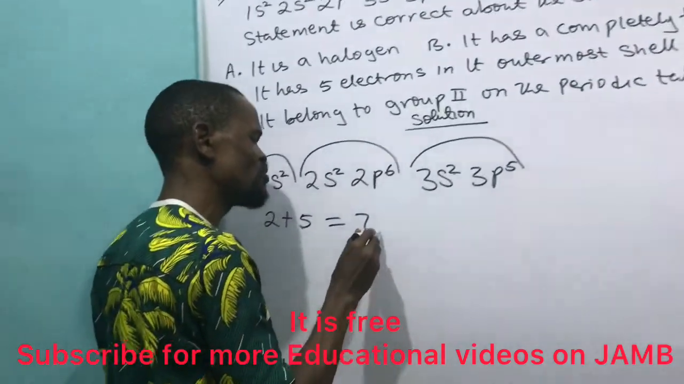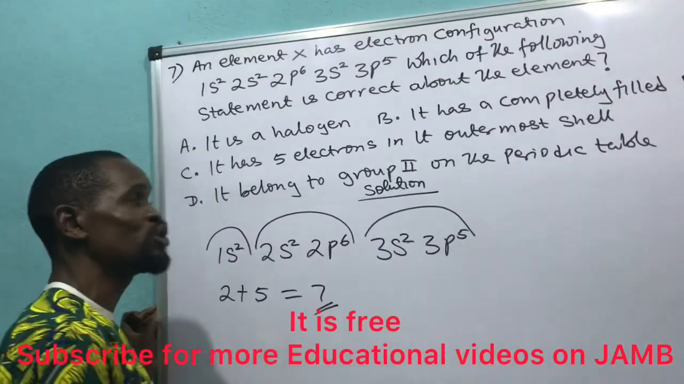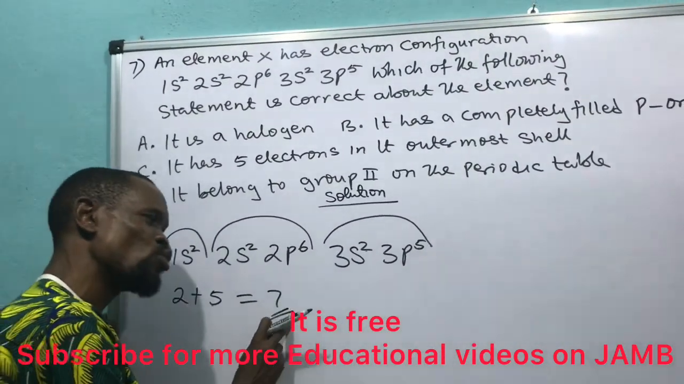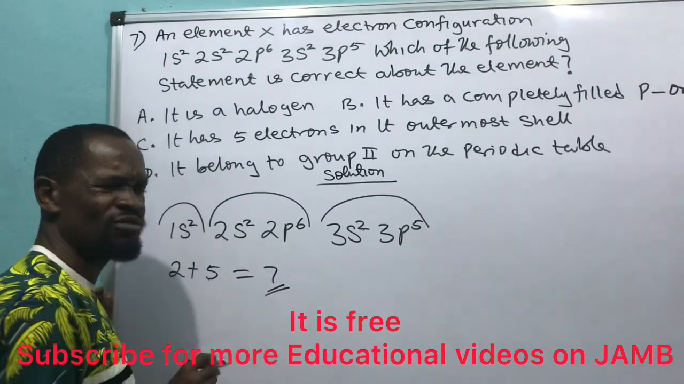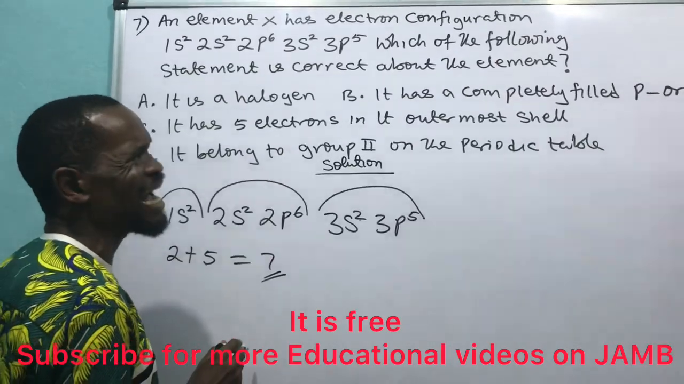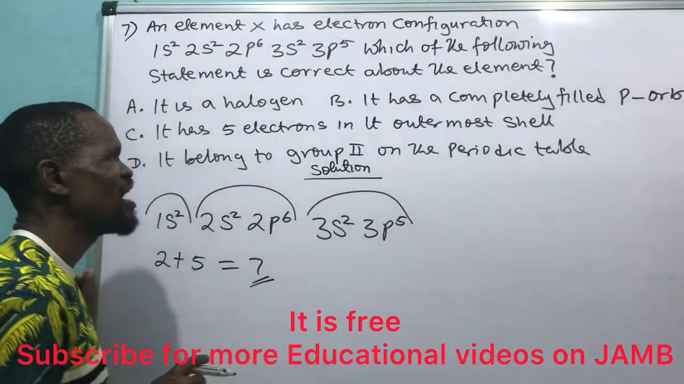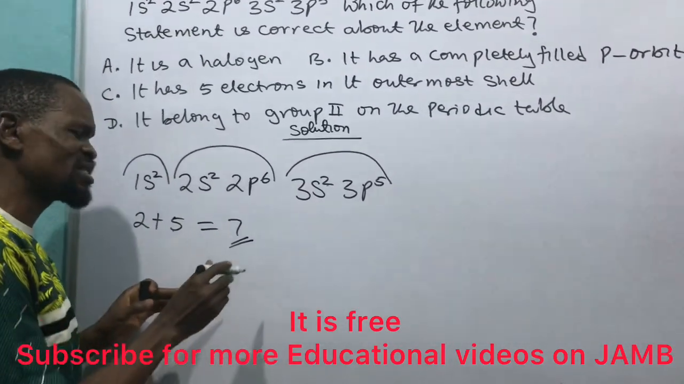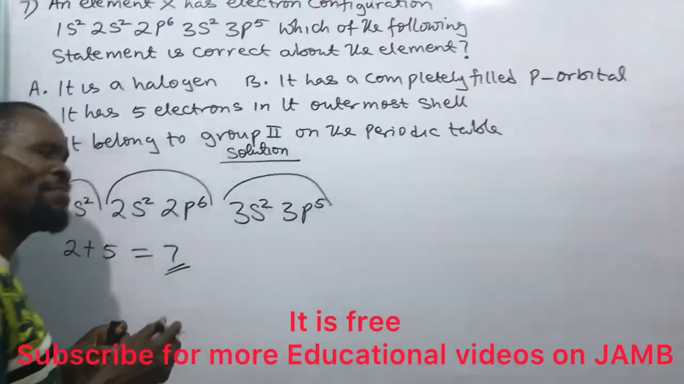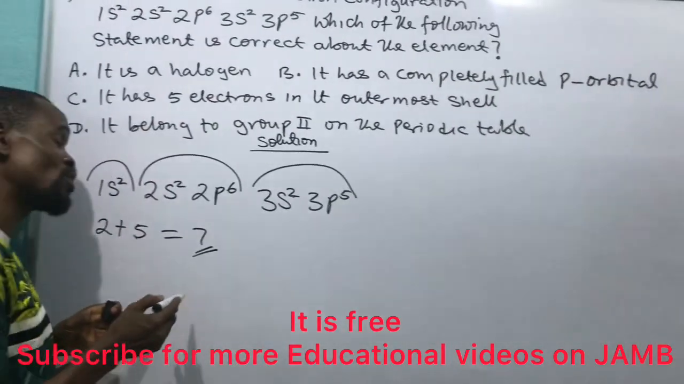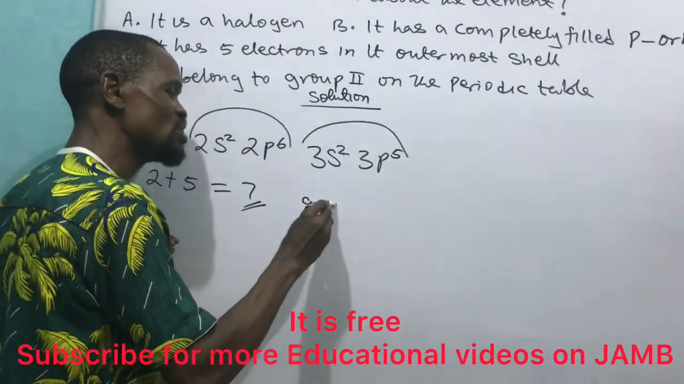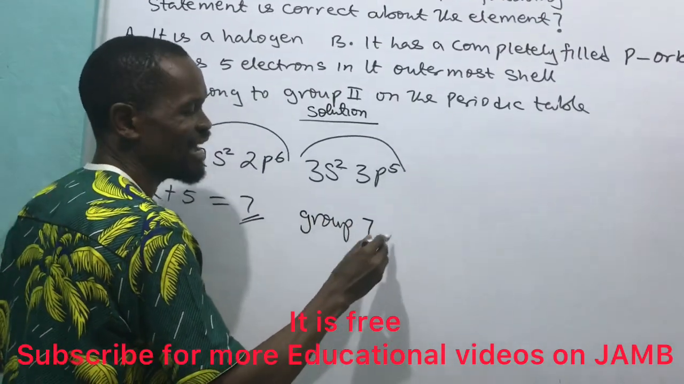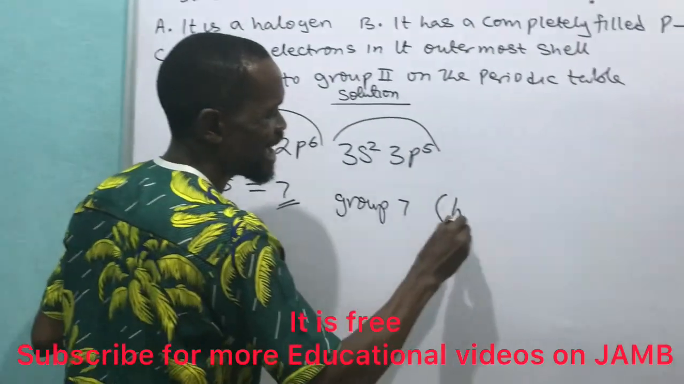That means 7 electrons are in the outermost shell, which told me that this element belongs to group 7. And since it belongs to group 7, it is a halogen. Anyone that belongs to group 7 is a halogen. An element that belongs to group 7 is a halogen. His group is 7, and group 7 is halogen.